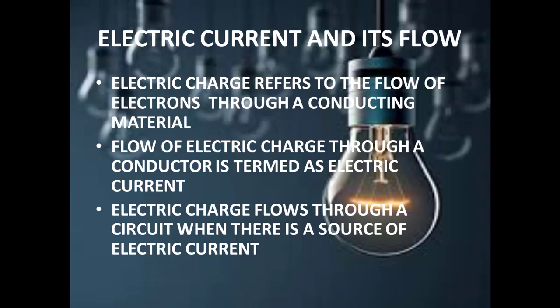Alright, we'll move on to electric current and how it flows. To know about electric current, you should know about electric charge. So what is electric charge all about? Whenever there is a flow of electrons through a conducting material, we'll call it as electric charge. So electric charge refers to the flow of electrons through a conducting material. And the flow of electric charge through a conductor is termed as electric current.